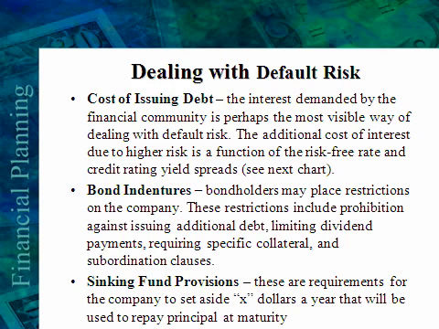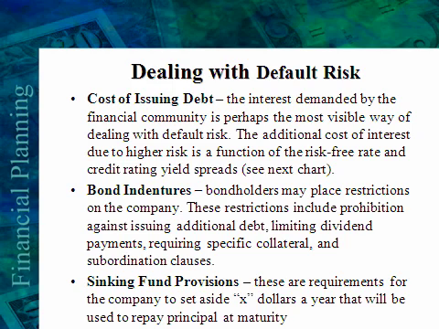The cost of issuing debt. The interest demanded by the financial community is perhaps the most visible way of dealing with default risk. The additional cost of interest due to higher risk is a function of the risk-free rate and credit rating yield spreads. We'll cover this on the next chart.